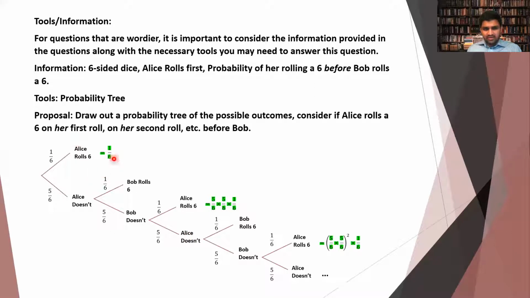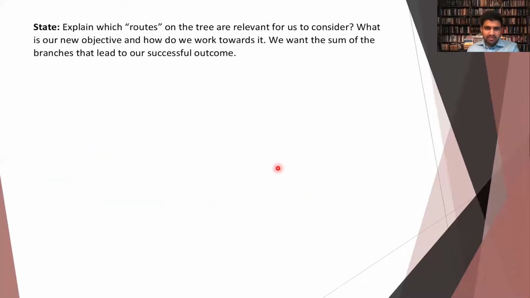And we have that the probabilities that we're interested in are all the probabilities that are in green, because these are the probabilities where Alice goes first in the game and rolls a 6, either on her first turn, her second turn, her third turn. So therefore, we can state, then explain, the routes on the tree that are relevant for us to consider. Now we can consider our new objective, and we want the sum of these branches because that's a total probability.